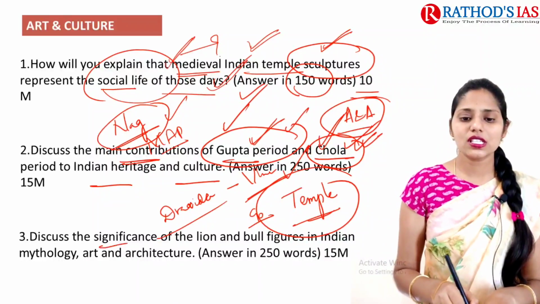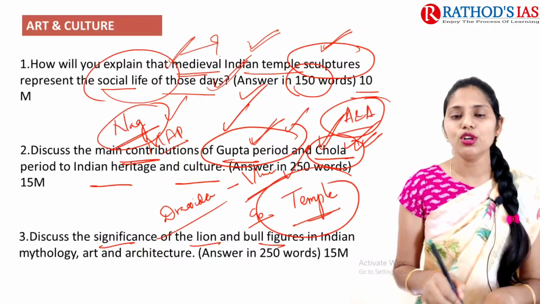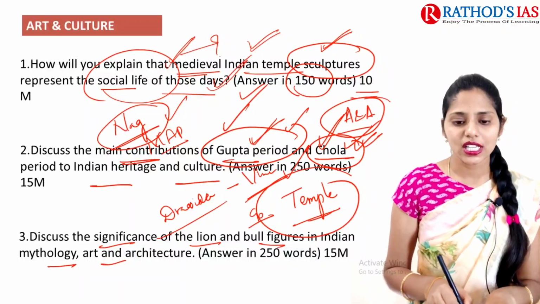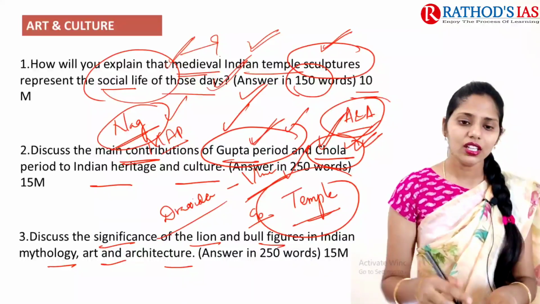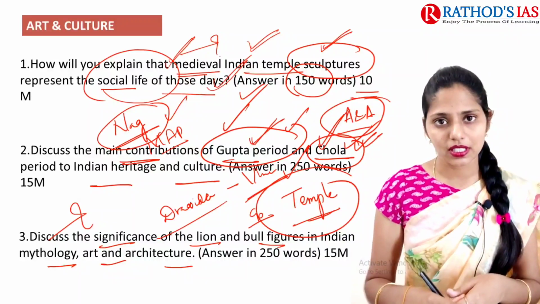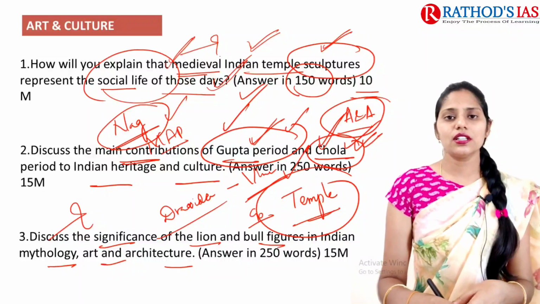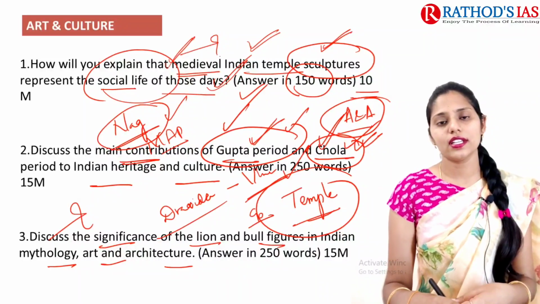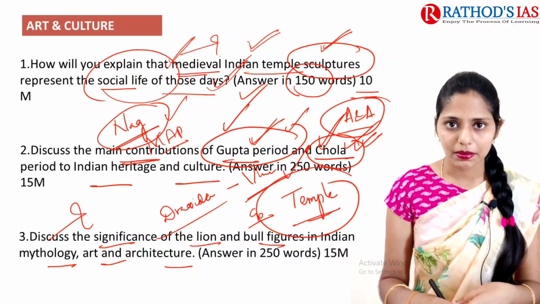And next one is: discuss the significance of lion and bull figures in Indian mythology, art and architecture. So let us try to think about this question. Why is this question in this year's paper? Actually, recently our Prime Minister inaugurated the national emblem in our Parliament, right?